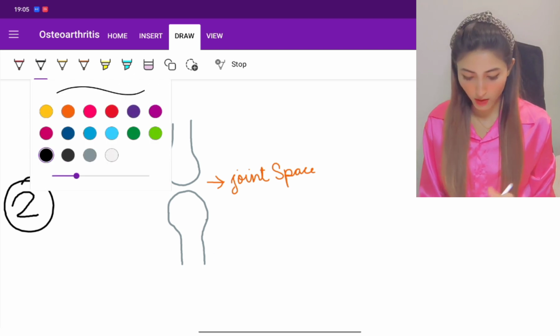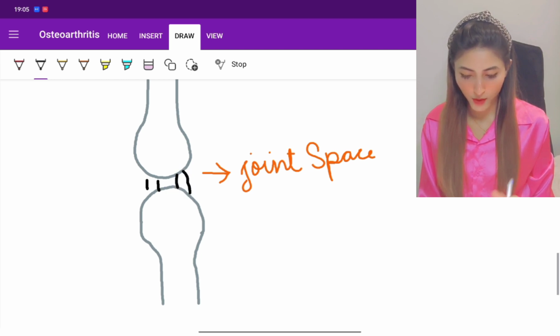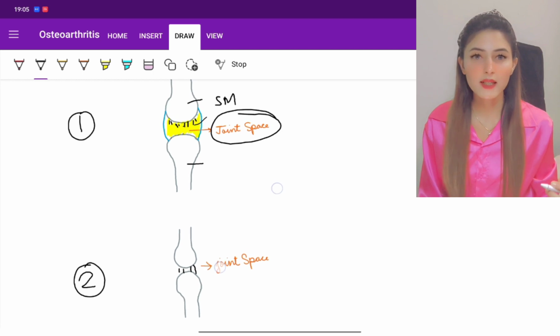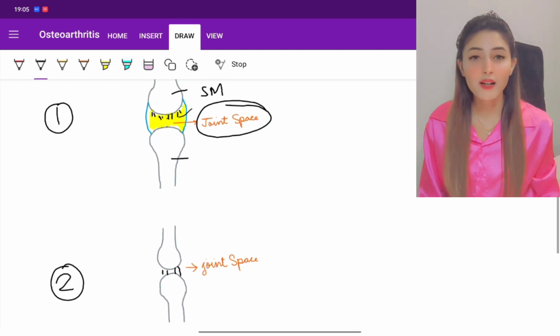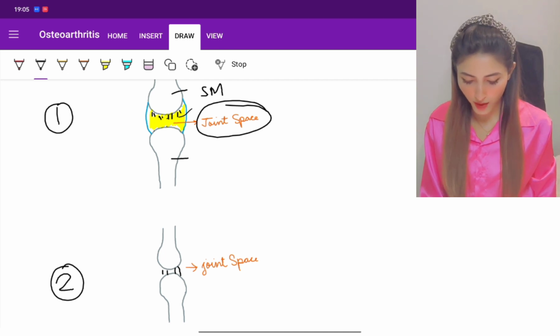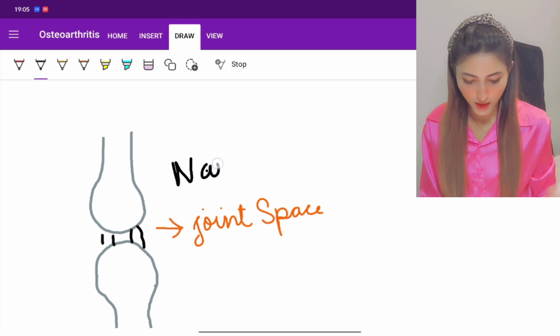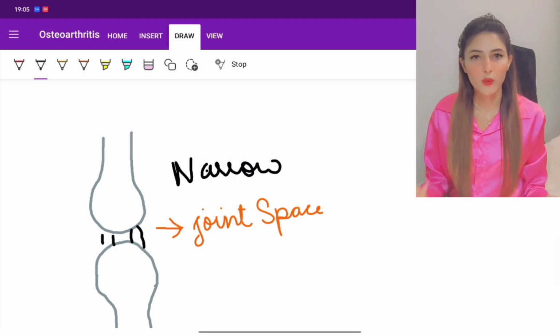You see that the joint space right here is narrowed. Can you see that? Can you compare picture number 1 and picture number 2? You can clearly see that the joint spaces are narrow, or you can say that there is hardly any joint space left right here. So the joint space is narrowed. Now what causes the narrowing of joint spaces?